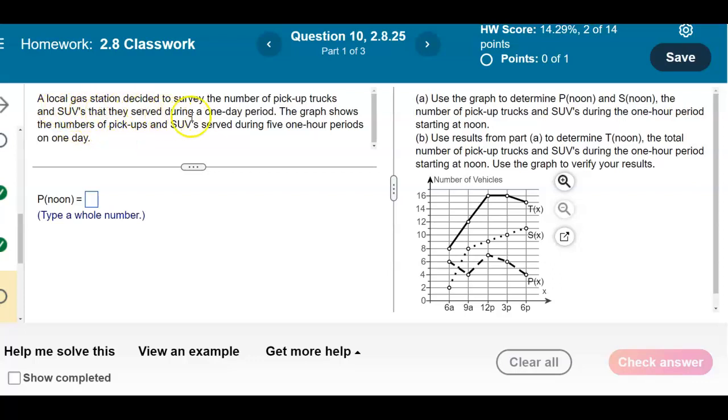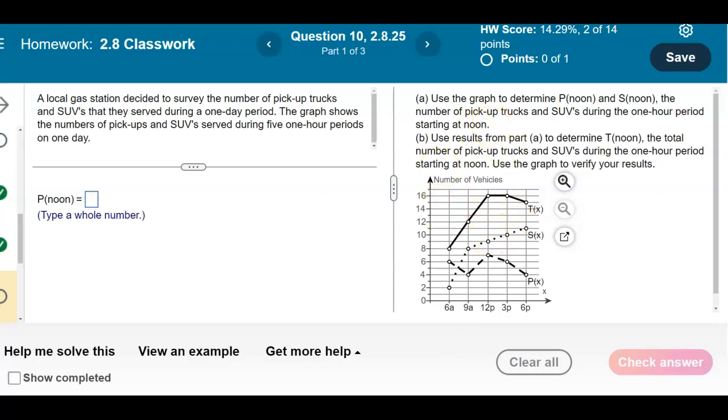A local gas station decided to survey the number of pickup trucks and SUVs that they served during a one-day period. Now the graph shows the numbers of pickups and SUVs served during 5 one-hour periods on one day. For part A, we want to use the graph to determine P of noon, the number of pickups at noon, and the number of SUVs at noon. So the number of pickup trucks and the SUVs during the 1 hour period starting at noon.